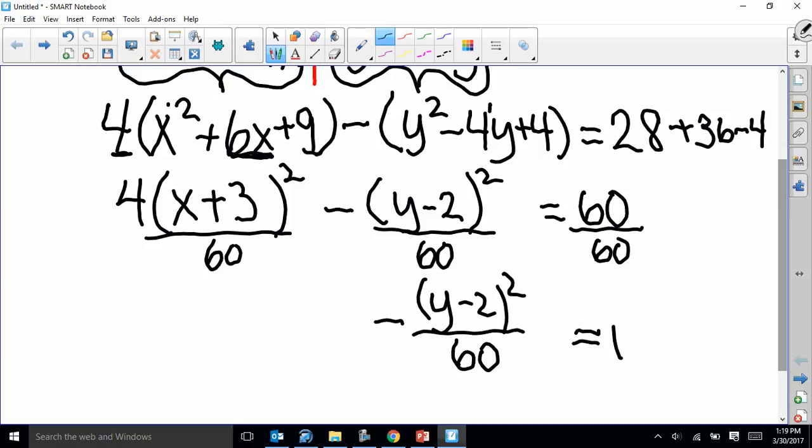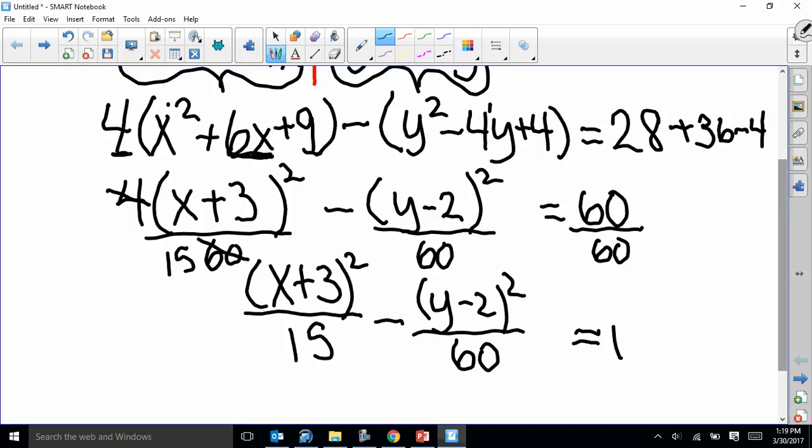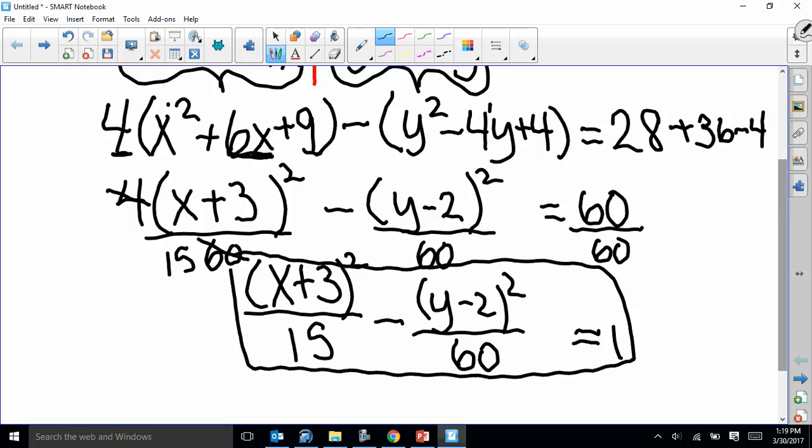But 4 and 60, that does reduce. And 4 goes into 60, 15 times. So then we have the quantity x plus 3 squared divided by 15. So this is the equation for our hyperbola. And so we'll use that to get our information to graph.